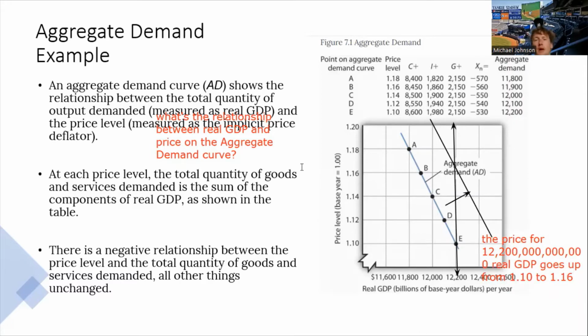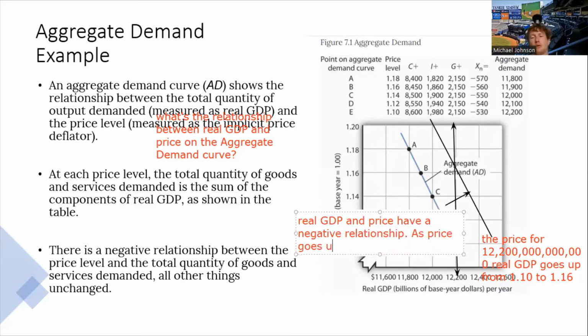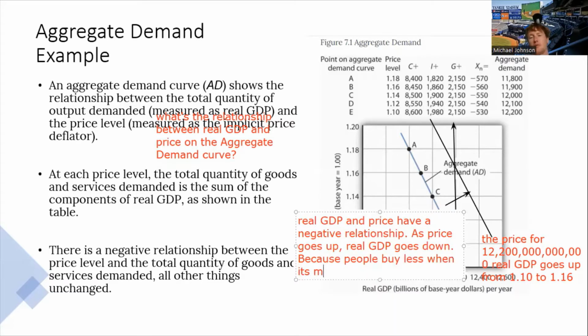That's a good point. Also, in this curve, real GDP and price have a negative relationship. So as price goes up, real GDP goes down. And this makes sense because people buy less when it's more expensive. Then at each price level, the total quantity of goods and services demanded is the sum of components of real GDP, as shown in the table.